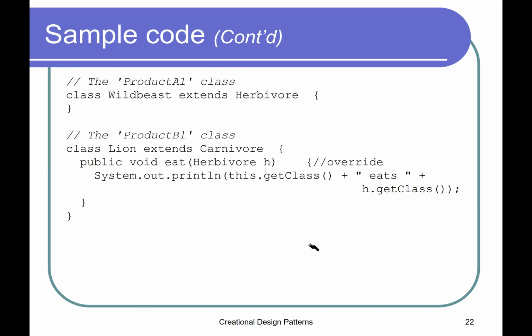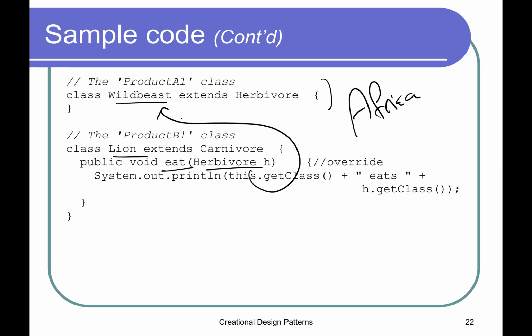Okay, there we go. So to the actual specifics, so for the wild beast, it's empty. It's just an object, an empty object that we're creating. And this is obviously for Africa. Okay, this is for Africa. And for the lion, which extends the carnivore, it says it eats a herbivore. Okay, and that herbivore should be a wild beast.